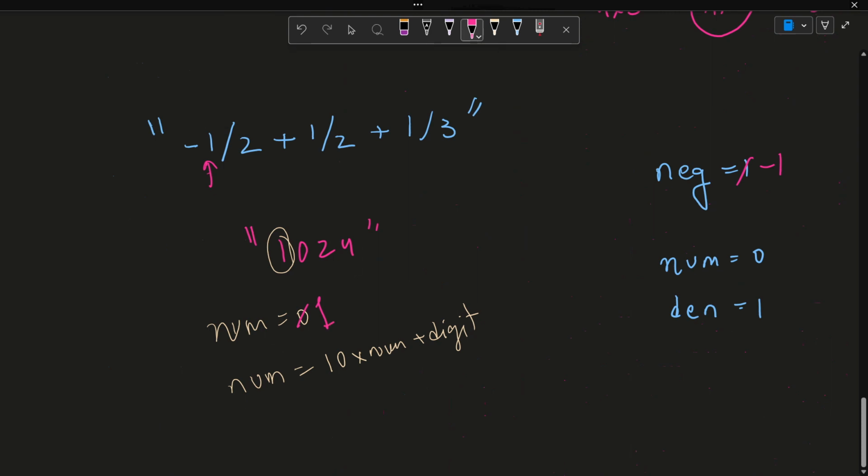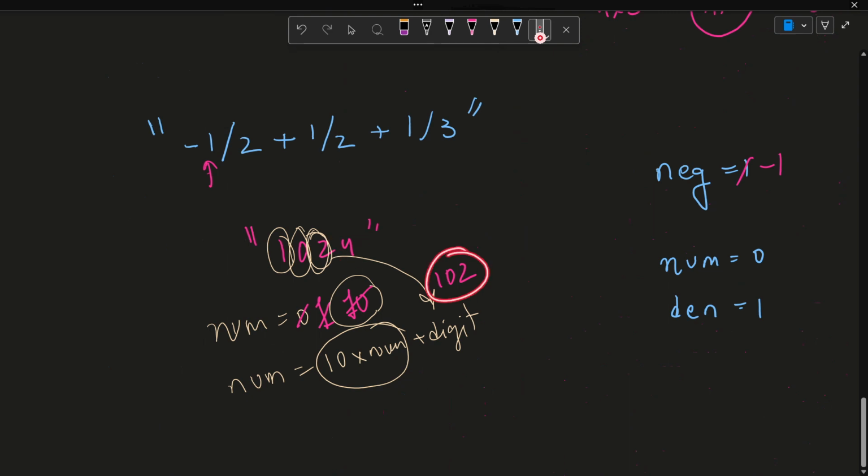Now I see this 0, so I multiply the num by 10 and add 0. Now I have the number not 1 but 10. Now I see this 2, I multiply 10 by 10 to get 100, and then add the 2. So now I have the number not 10 but 102. Now again, when I see this last 4, I multiply this by 10 and then add this digit 4. So in the end, I would have 1024 as my number.